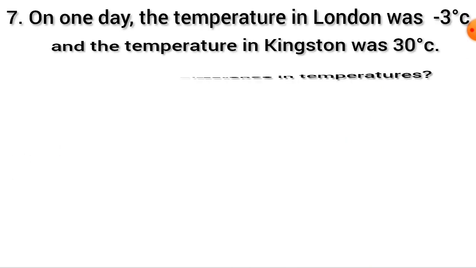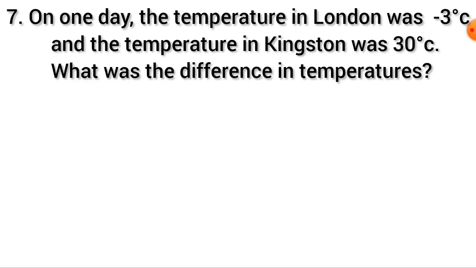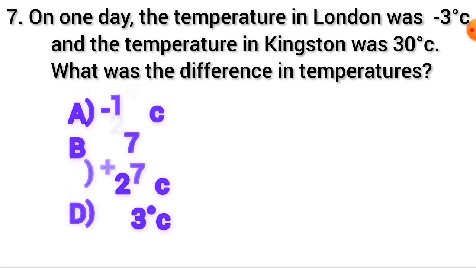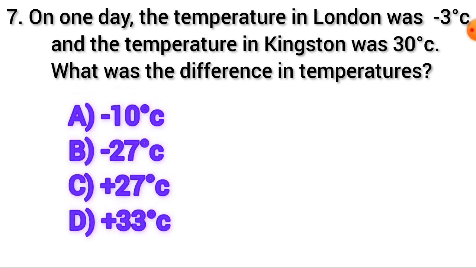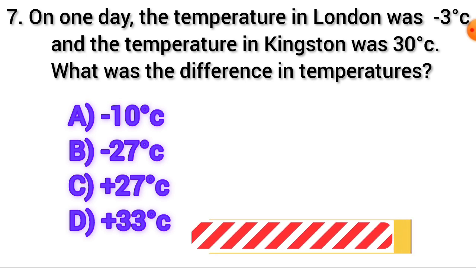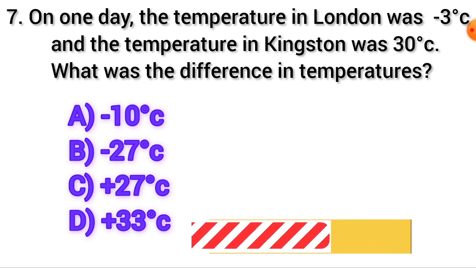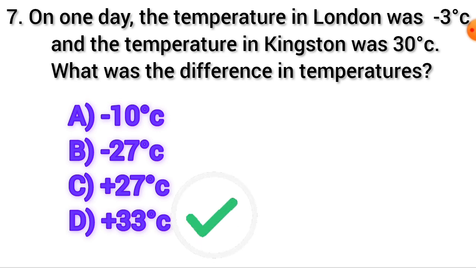On one day, the temperature in London was minus 3 degrees Celsius and the temperature in Kingston was 30 degrees Celsius. What was the difference in temperatures? Options: minus 10 degrees Celsius, minus 27 degrees Celsius, plus 27 degrees Celsius, plus 33 degrees Celsius. The correct option is 33 degrees Celsius.